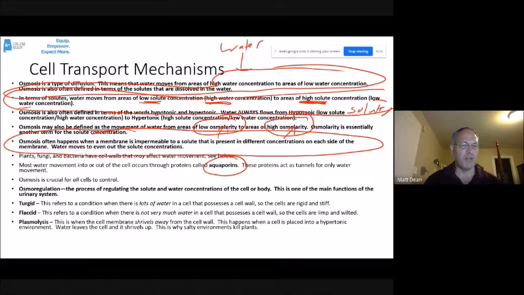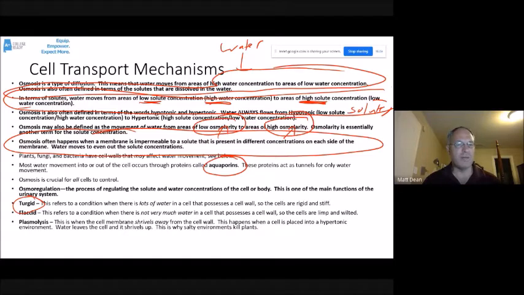Some terms that you need to be familiar with. If you say that a cell is turgid, this refers to a condition when there's lots of water in a cell. So the cell becomes rigid and stiff. Think about it like a freshly cut piece of potato. Flaccid is when there's not a lot of water in the cell and it becomes limp and wilted. Think of that like a plant that just hasn't had enough water. It's been on a hot, sunny day.